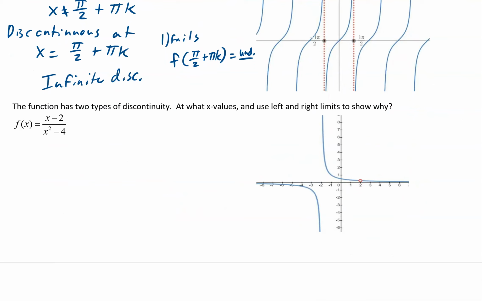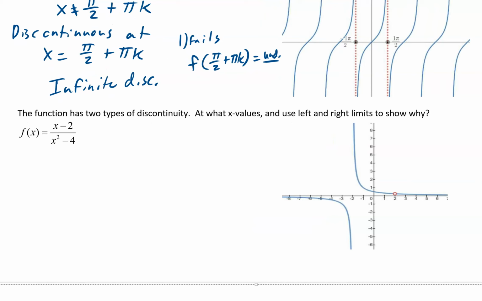Okay, so here's a problem for you I want you to try. All I need from you is, where is this one discontinuous? And what types of discontinuity do we have? And then you're going to use the left and right limits to show why. Or you're going to show that the value is not defined or that it does not exist. So hit pause and give it a shot.